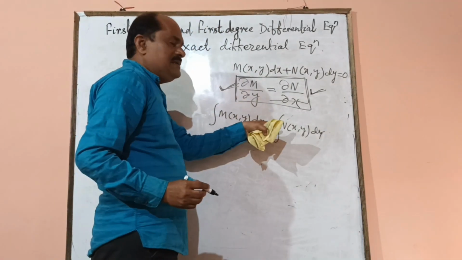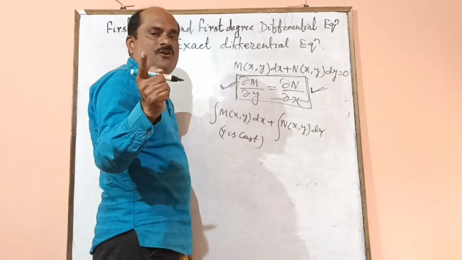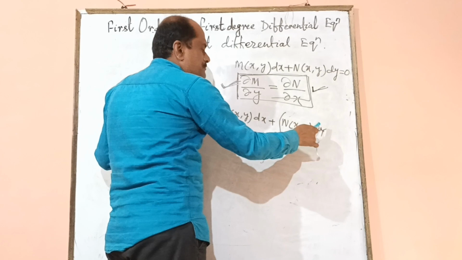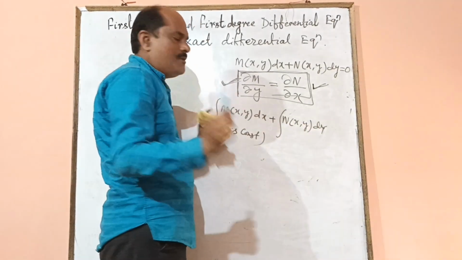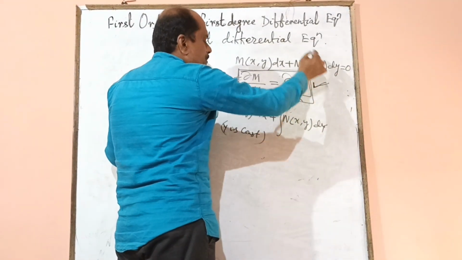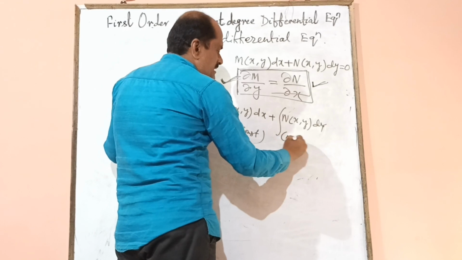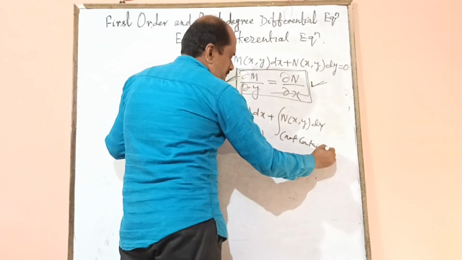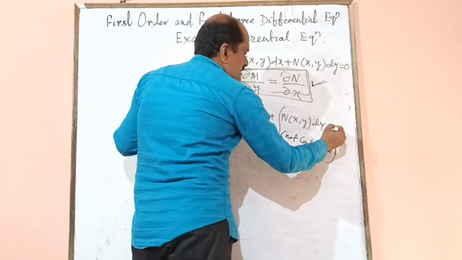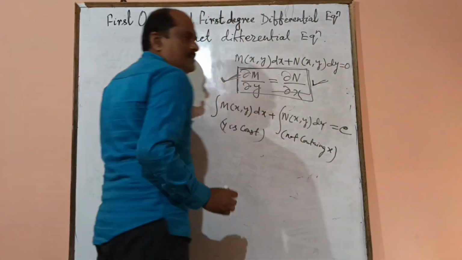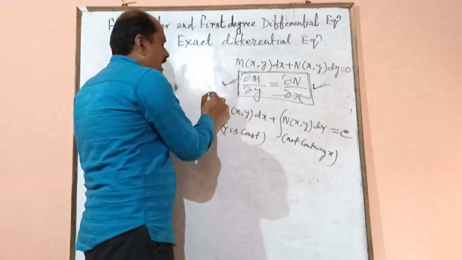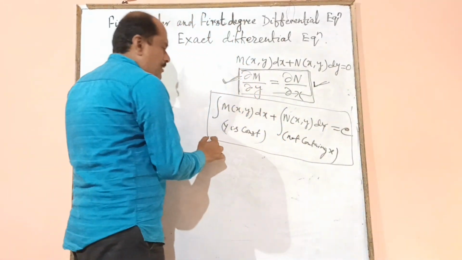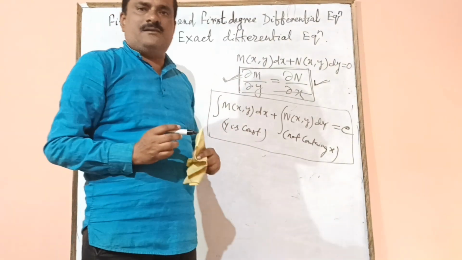Here we integrate those terms which do not contain x. Only integration done with respect to y of those terms which are independent of x, not containing x, is equal to c. This is the formula for how we get the solution of an exact differential equation.